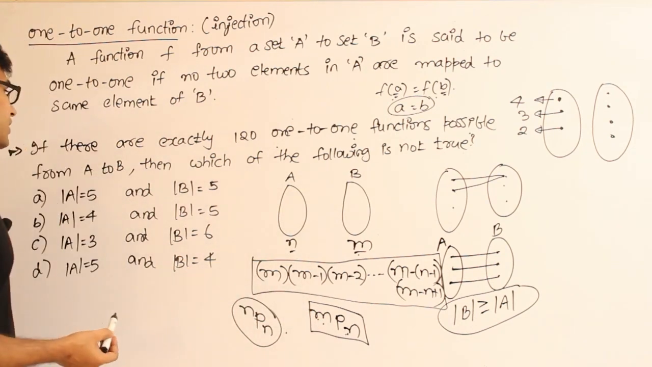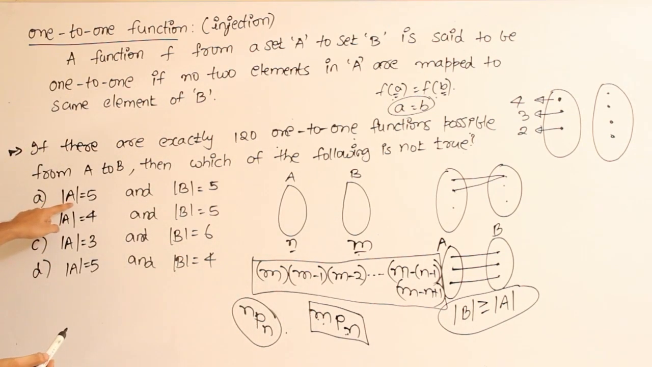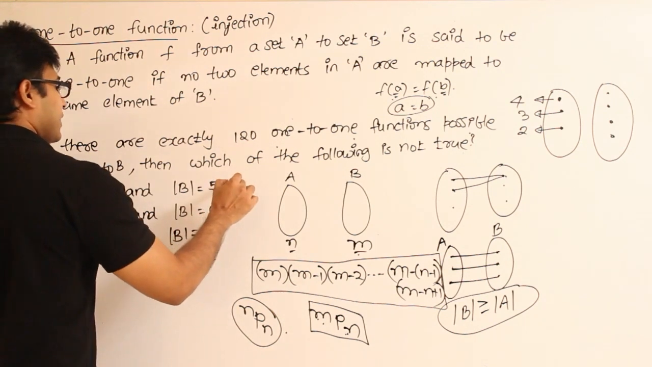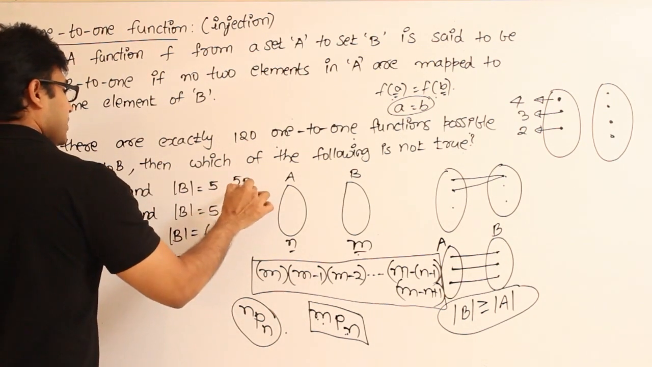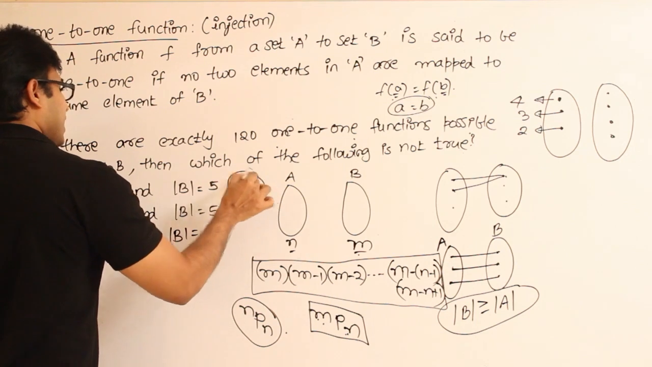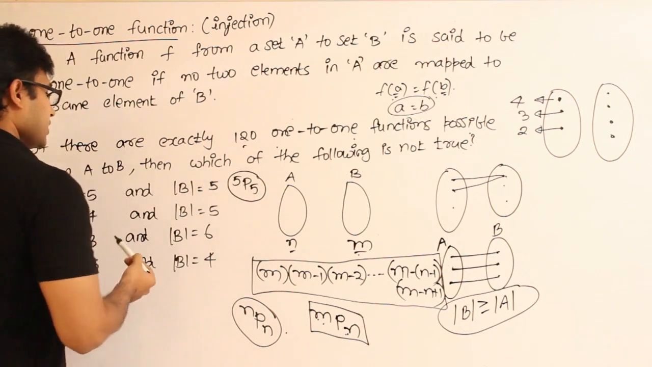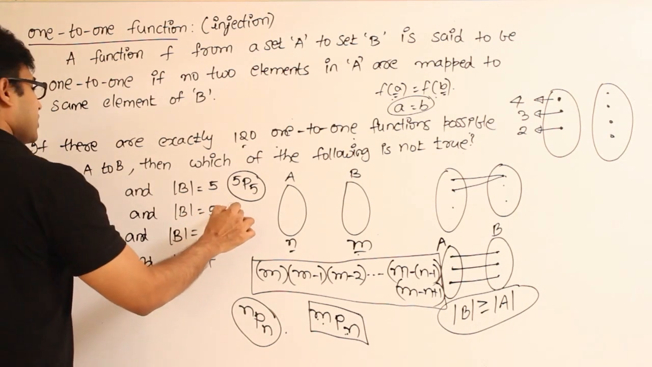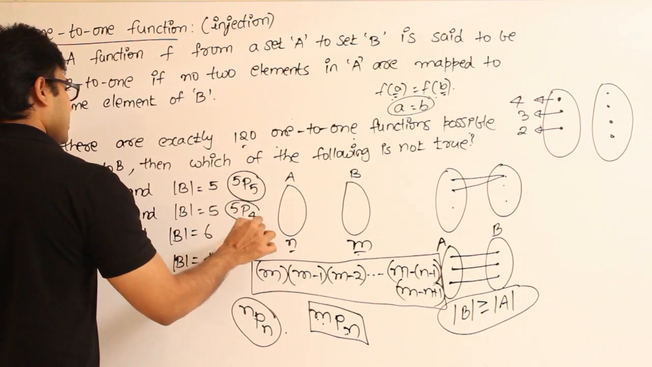So what is the total number of one-to-one functions possible? mPn, isn't it? Now let's see this. The first one: the number of elements in A is 5 and in B is 5. With 5 and 5, will 120 functions be possible? Yes. Why? If you write the mPn formula, it is going to be 5P5, and 5P5 is 120. You can check it. Then what about this one, 5P4? 5P4 is also equal to 120.